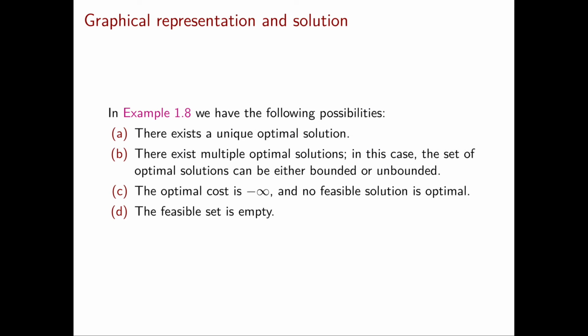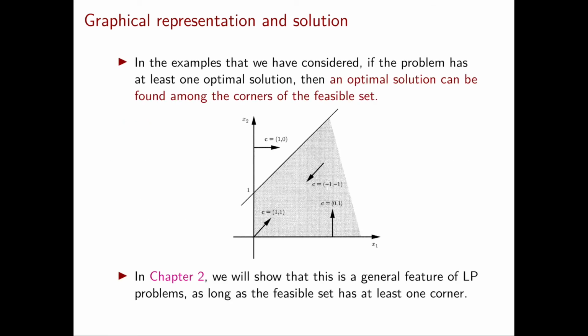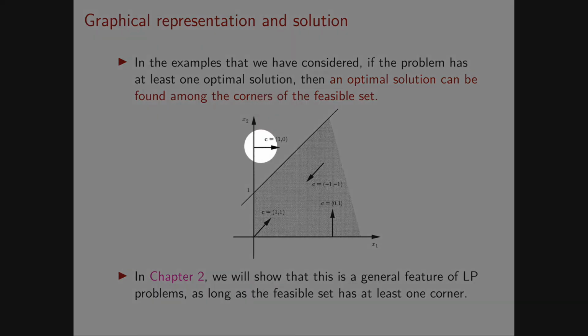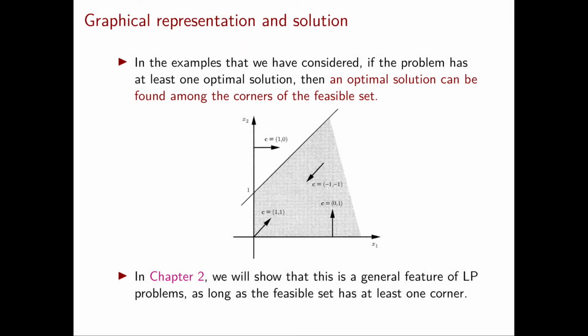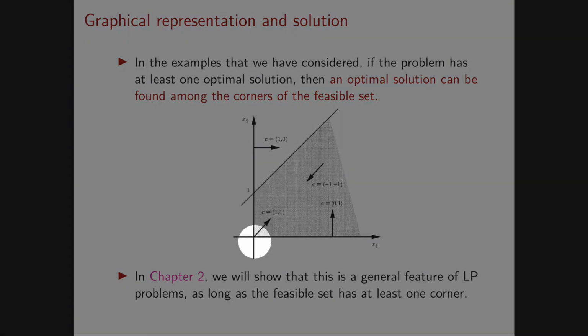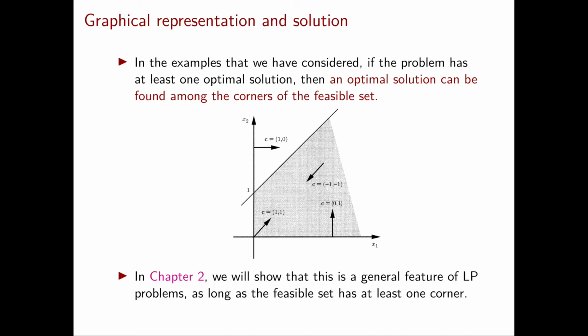We will see later in the course that these are essentially all the different possibilities that can happen in linear programming. Another key observation is that in all the examples that we have seen that have optimal solutions, there always exists at least one optimal solution that can be found among the corners of the feasible set. For now, I'm not going to define formally what these corners are, but it's clear that I'm referring to the vectors (0, 1) and (0, 0). In the next chapter, we will also show that this always happens in linear programming problems, as long as the feasible set has at least one corner.